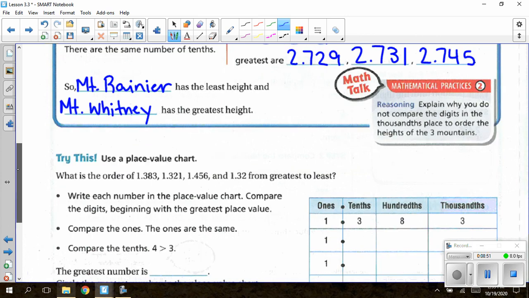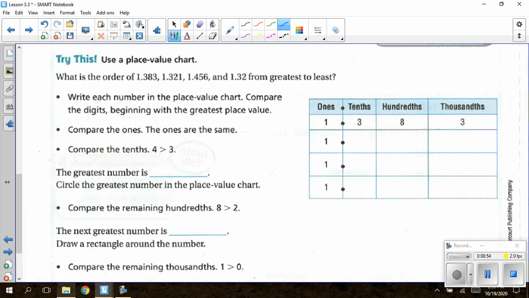Moving on to the try this. They did give us a place value chart that they started writing in the numbers for us for finding the order of 1 and 383 thousandths, which they wrote that number in for us. Then the 1 and 321 thousandths. Then 1 and 456 thousandths. And finally 1 and 32 hundredths. And they do want us to place this from greatest to least.